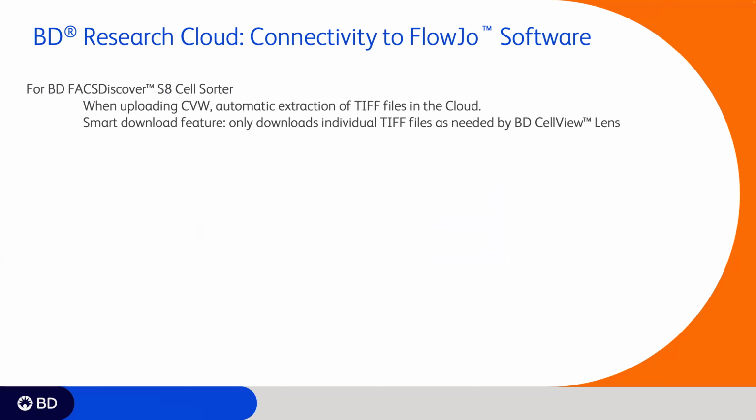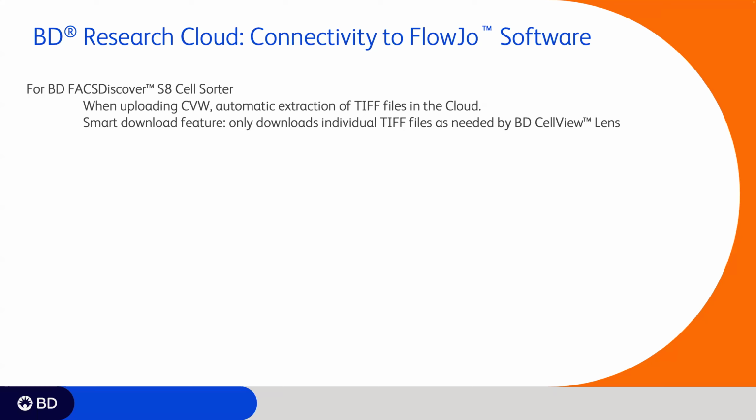If any of you are using the FACSDiscover S8, you know that in addition to FCS files, there's also a CVW file that gets created. So those are the imaging files. That CVW contains all the images of all the cells that you've collected for that one sample. Within BDRC, you can upload the CVW and perform the extraction. So from that one file, you can extract the individual TIFF file. So the individual files will have those individual cell images, and you can perform that extraction in the cloud.